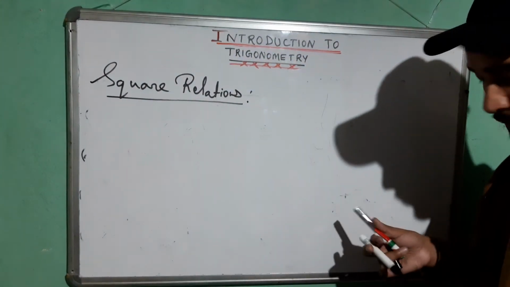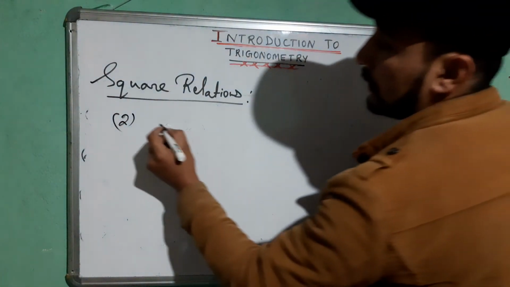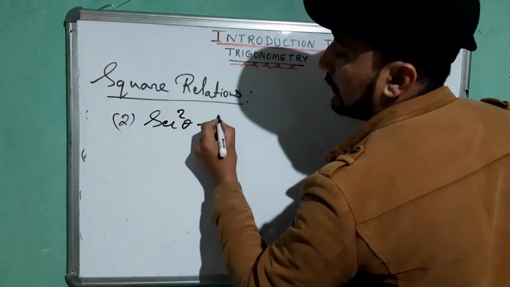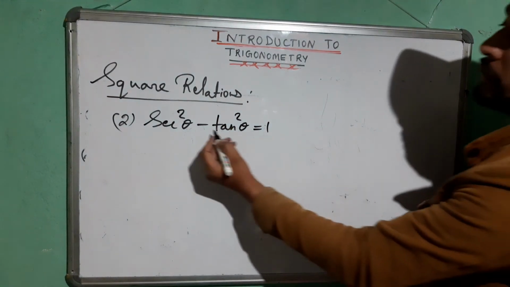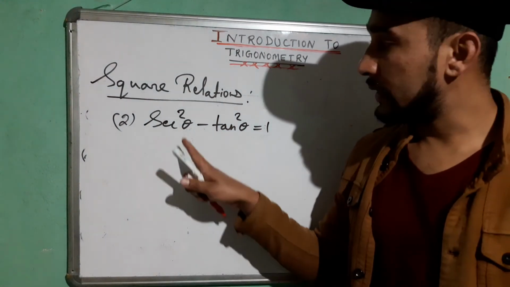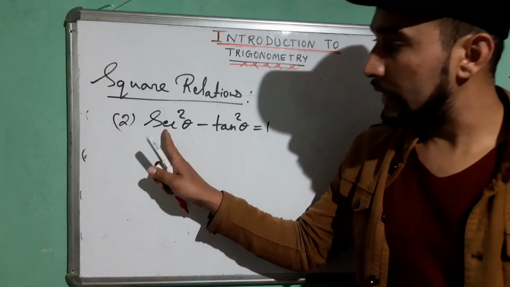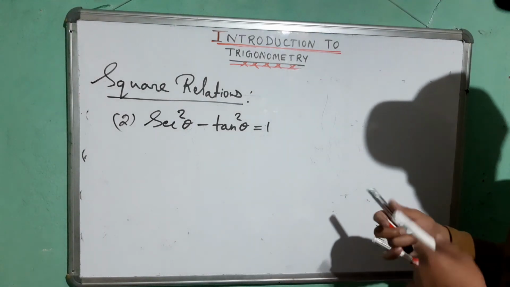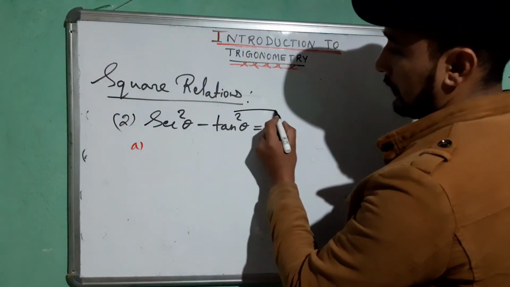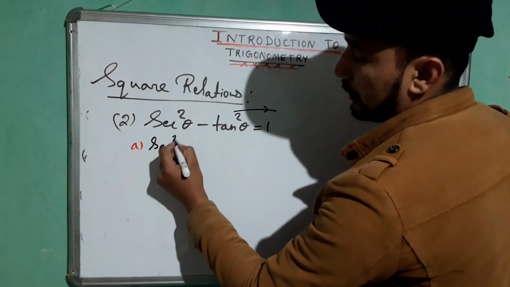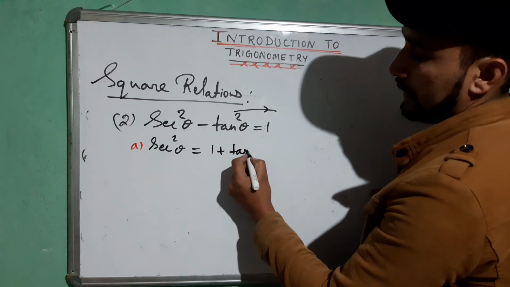Next, number 2, sec square theta minus tan square theta is equals to 1. In the first case there was a plus sign in the middle, here you have a minus sign. Okay, sec square theta minus tan square theta equals to 1. So there is a square relation between sec and tan. From here you can derive two formulas. Number 1, if you take this side, you get sec square theta will be equals to 1. When this minus tan square goes this side, it becomes plus tan square theta.